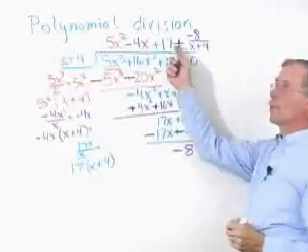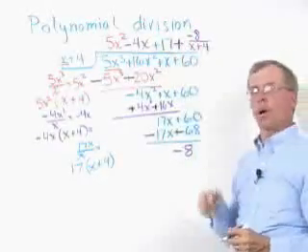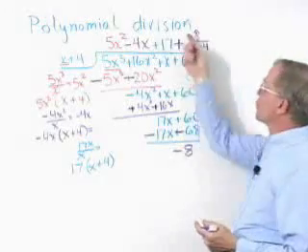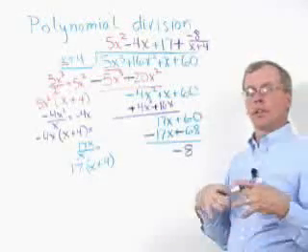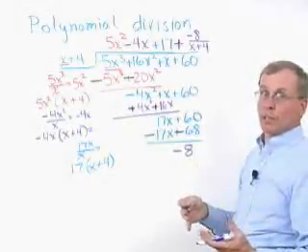If you prefer to write negative or minus 8 over x plus 4, you can do that. This is just one way of writing the remainder in the same way that we often use in arithmetic doing long division.